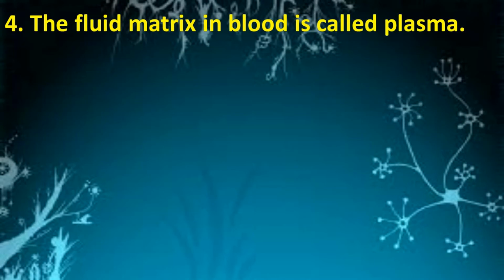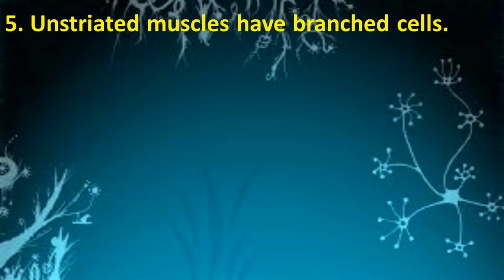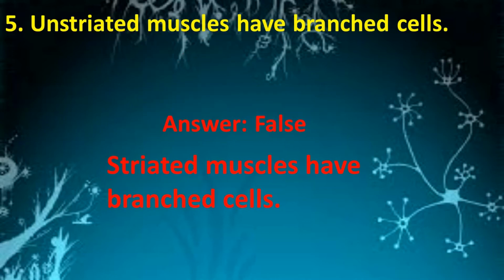Next question. The fluid matrix in blood is called plasma. Answer is true. Next question. Unstriated muscles have branched cells. Answer is false. Striated muscles have branched cells.